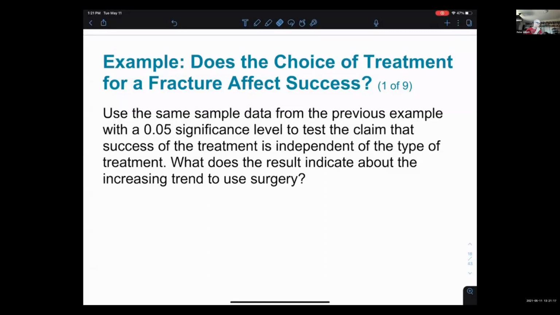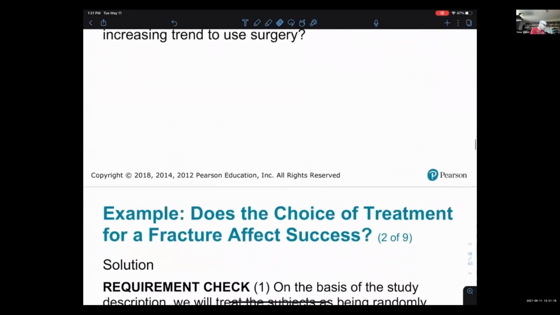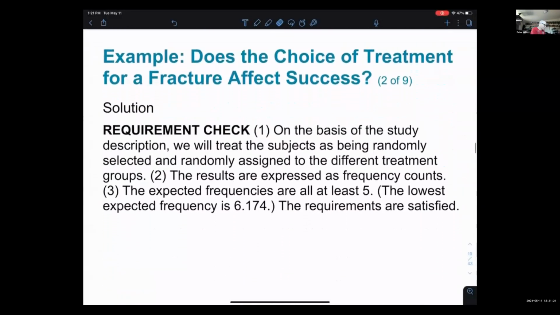8 more slides in this example. So with that in mind, first, as usual, they would check requirements on the basis of the study description. We'll treat the subjects as being randomly selected so that they're not biased in some way. The results are expressed as frequency counts, which is a requirement to have a frequency table, a contingency table. And as we saw in the e-values that they showed us, they were all at least 5. The lowest expected frequency was over 6.